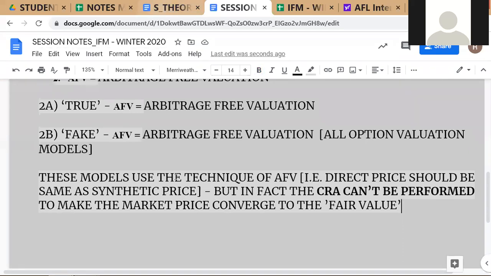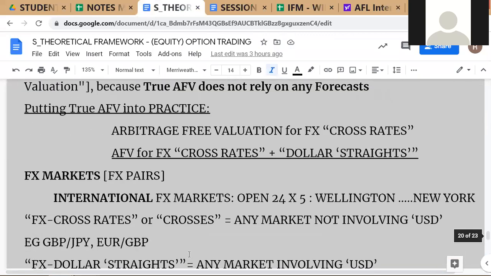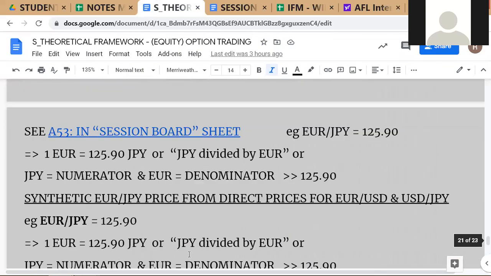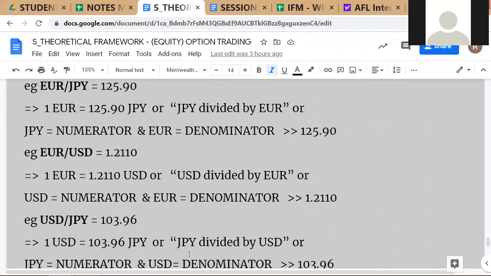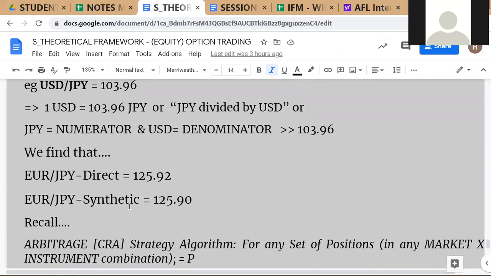Here, you can force it to converge because what is going to happen is people are going to constantly buy here. The direct is higher than the synthetic. People are going to constantly be buying the synthetic in massive volumes and simultaneously selling the direct in massive volumes. It will force the prices to converge. This is happening as a result of the CRA being done by many people in massive volumes. It puts pressure on the prices.